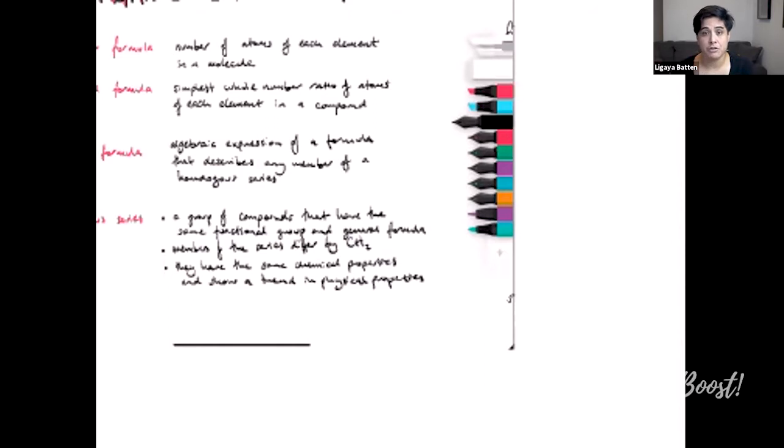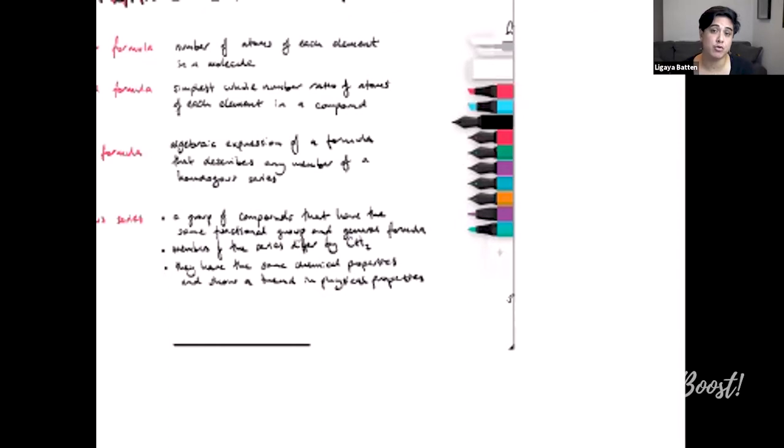But another thing to remember about homologous series is that all members of a homologous series will have the same chemical properties, which means that they'll do the same reactions. If one reacts with water, the other will react with water. If one reacts with an alcohol, the other will react with an alcohol. So that's what's meant by chemical properties. And all members of a homologous series have the same chemical properties.